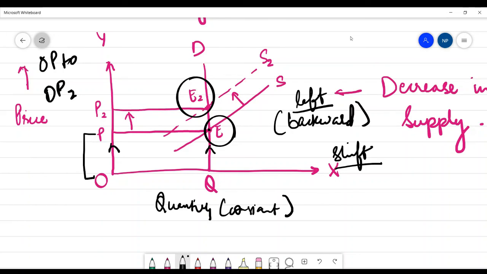Next, we move on to some applications of this market form.